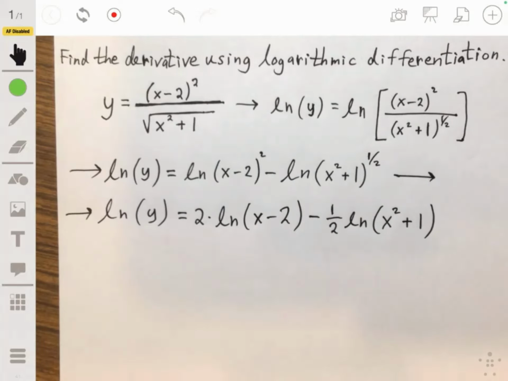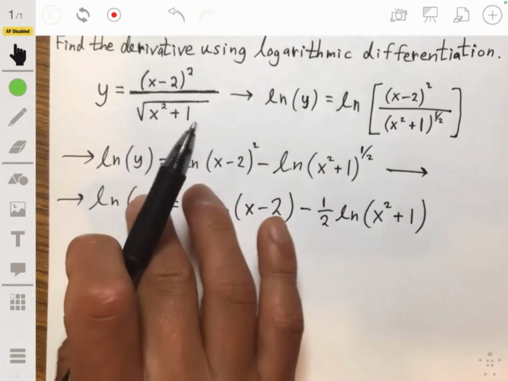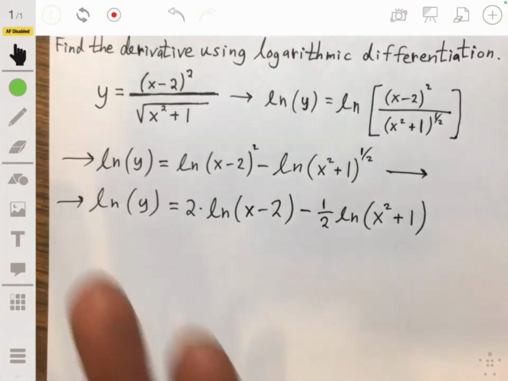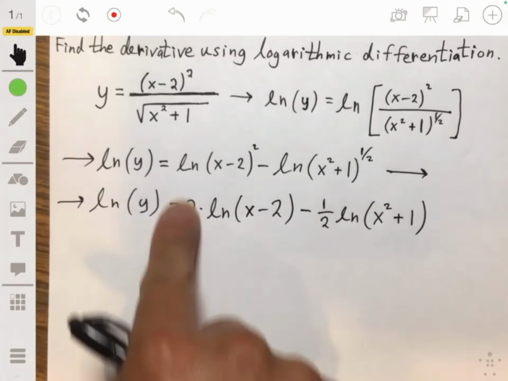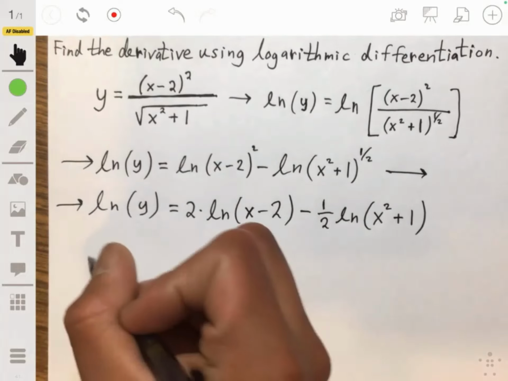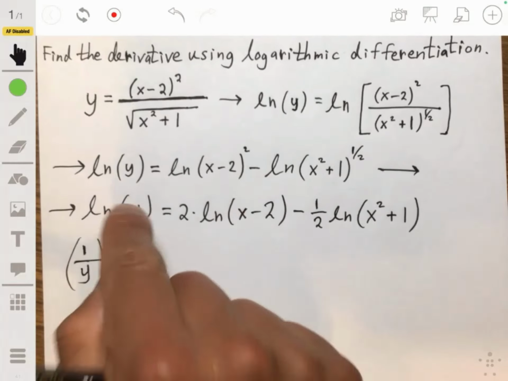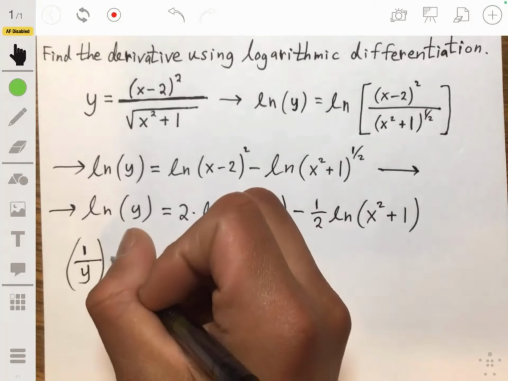Now we can take the derivative of each side. So we're going to use implicit differentiation because we have the derivative of y essentially. So we're going to take the derivative of this logarithm, which is going to be 1 over y times the derivative of y, which we'll leave as y prime.